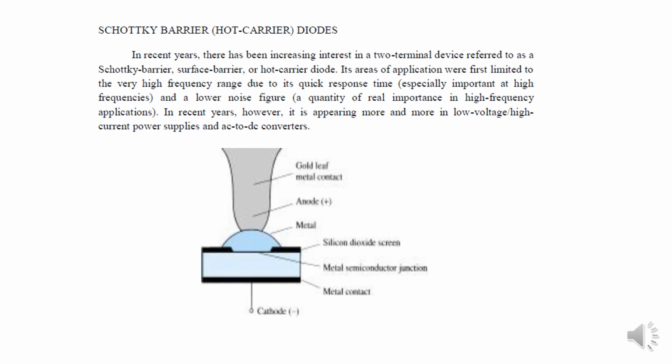Its areas of application were first limited to the very high frequency range due to its quick response time and lower noise figure. However, it is appearing more and more in low voltage, high current power supplies and AC to DC converters. Its construction is quite different from the conventional PN junction diode. That is, a metal semiconductor junction is created, as shown in the figure.